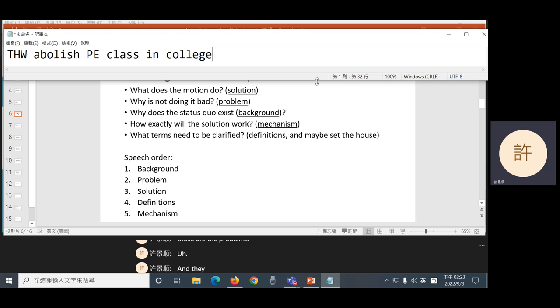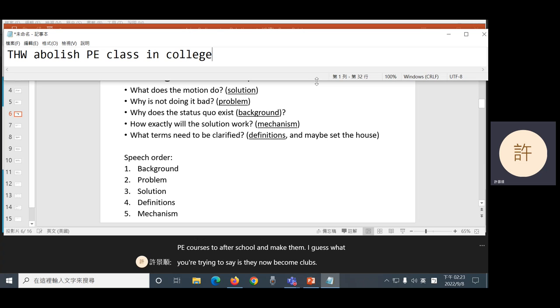And they defined abolish to mean that they will move the content of these PE courses to after school. I guess what you're trying to say is they now become clubs, right? Because if PE teachers become club advisors, then these are just clubs. Yeah? Right. And so PE teachers will not lose their jobs. Their jobs would just change. I think that's it, right? That's what you guys said. Did I miss anything? Okay.